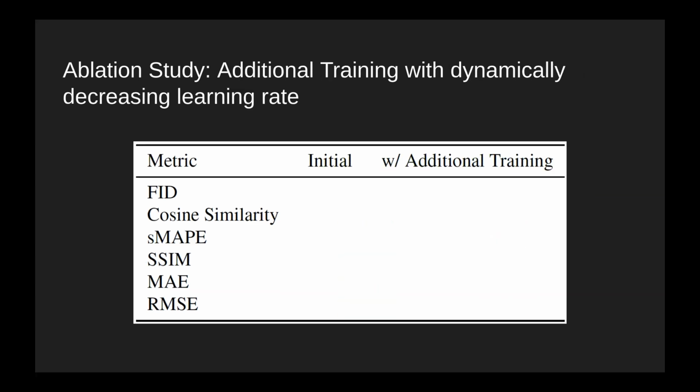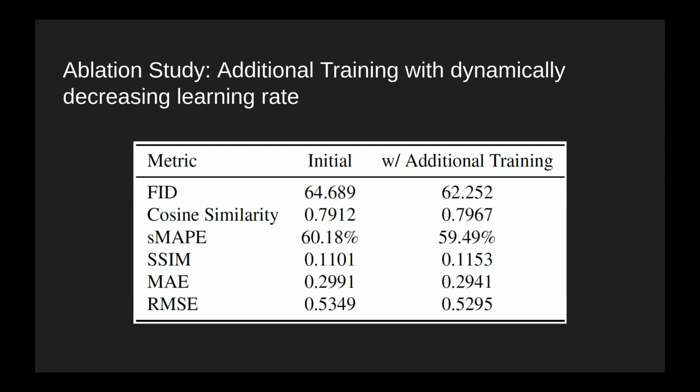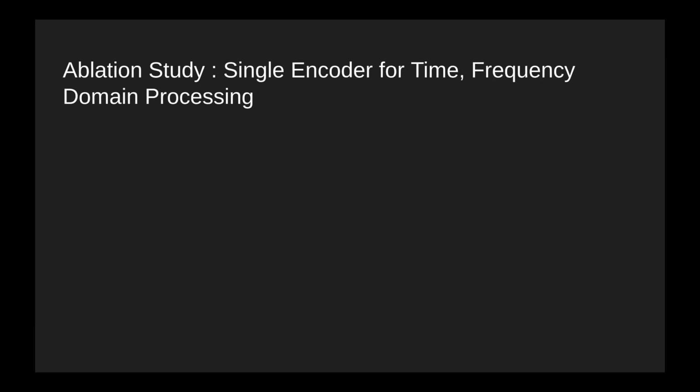The second ablation study was doing the additional training, which I described earlier, with dynamically decreasing learning rate. Initially we trained for only 40 epochs with a constant learning rate, and then we trained with additional 40 epochs with a dynamically decreasing learning rate. Again, as you can see, for every metric, the performance improved. That shows that additional training was indeed useful. It also shows that the model might still be converging, and if we train more, there is a possibility to get even better results.